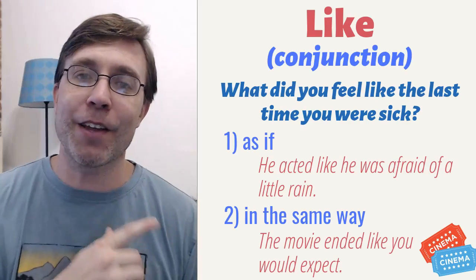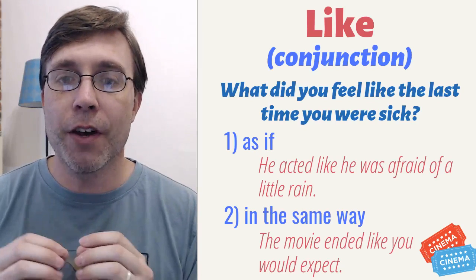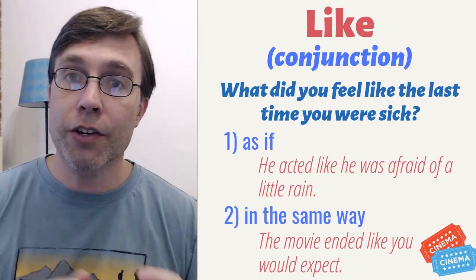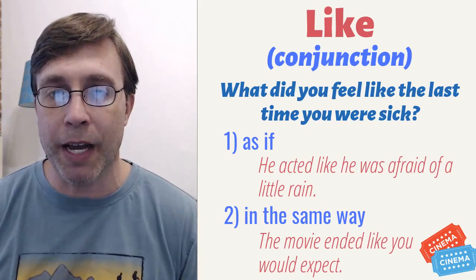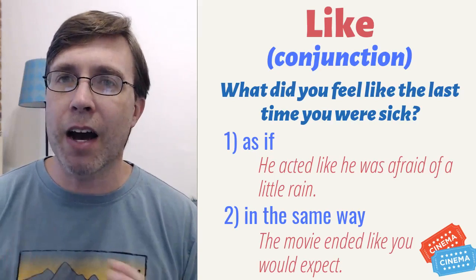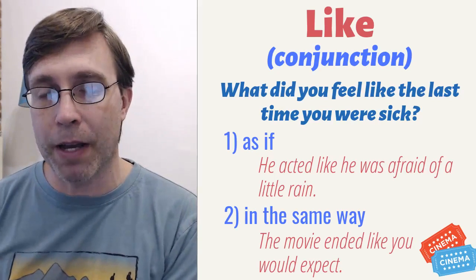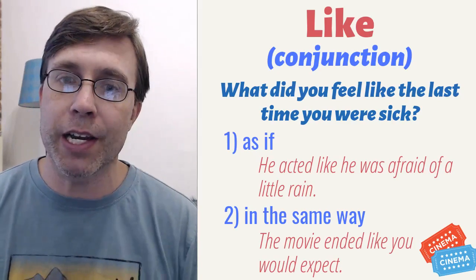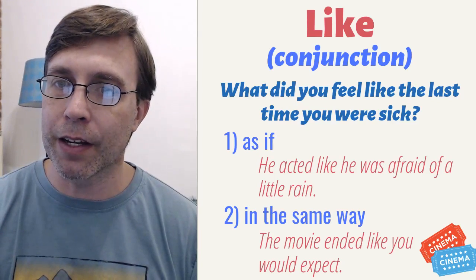Let's look at this other one in the same way. If we're talking about it as a conjunction: the movie ended like you would expect. In that case, it is a conjunction. You're talking about, well, in the same way that you would anticipate that it would end, that you would expect. It ended like you would expect, or it ended like you would think. And that's a common collocation: something ended like you would expect. Whether it's a movie, a TV show, or a sports match, it would end like you expect. Perfect. So let's see, how did you guys feel?